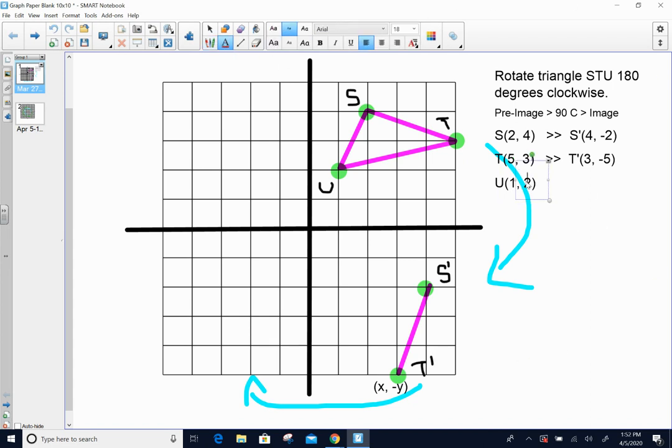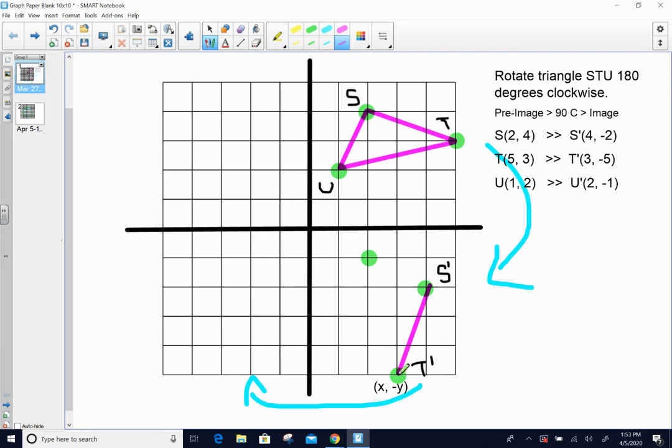Let's look at our last point here. All right, for U prime, I'm going to switch X and Y. So instead of 1, 2, it's going to be 2, comma, and I know my Y has to be negative because every Y value in this quadrant is negative. So that's going to be a negative 1 right there. I'll plot that point: positive 2, 1, 2, down to negative 1 right there.